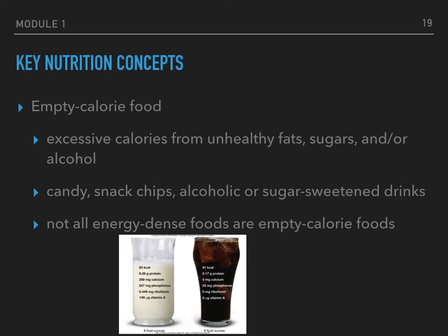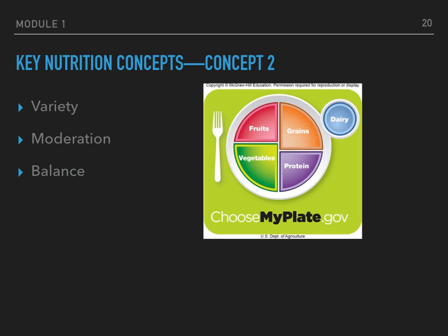Alcoholic beverages are also considered empty calorie. So, how can we ensure that our diet is nutritionally adequate? Three important principles to keep in mind are variety, moderation, and balance. Eating a variety of foods means eating several foods from each food group seen on the My Plate graphic on this slide: the fruits, grains, vegetables, proteins, and dairy groups.